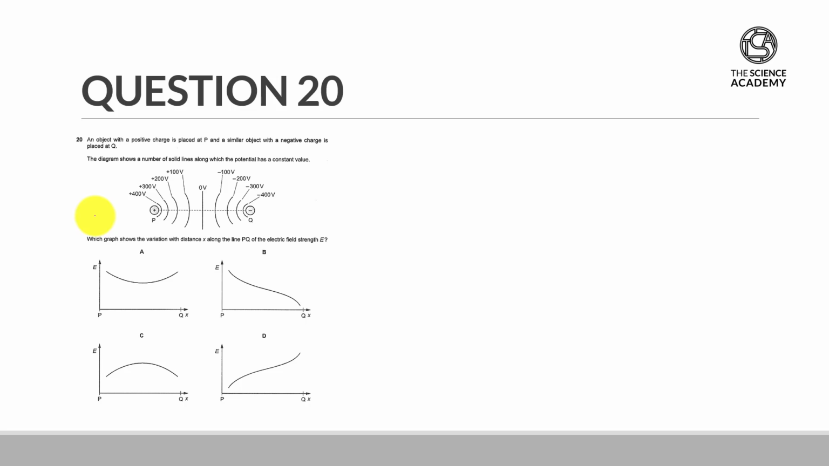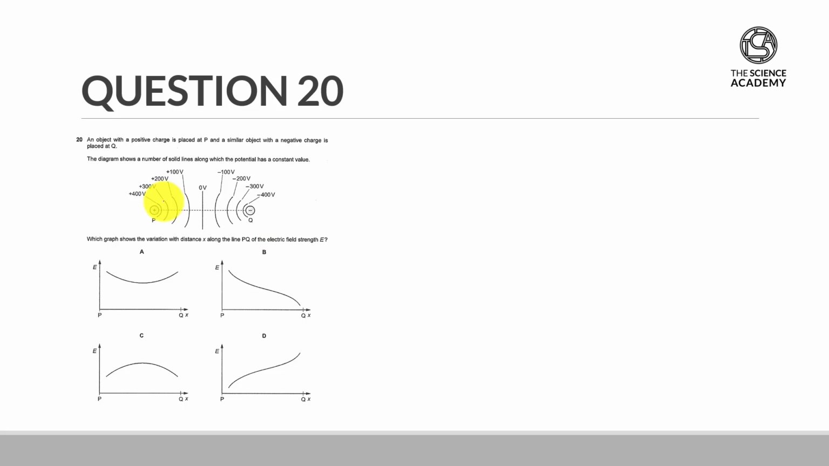In question 20, we are told that we have an object with positive charge placed at P and a similar object with a negative charge placed at Q. The diagram shows the number of solid lines on which the potential has a constant value. So the question then asks, which graph shows the variation with distance x along the line PQ of the electric field E?